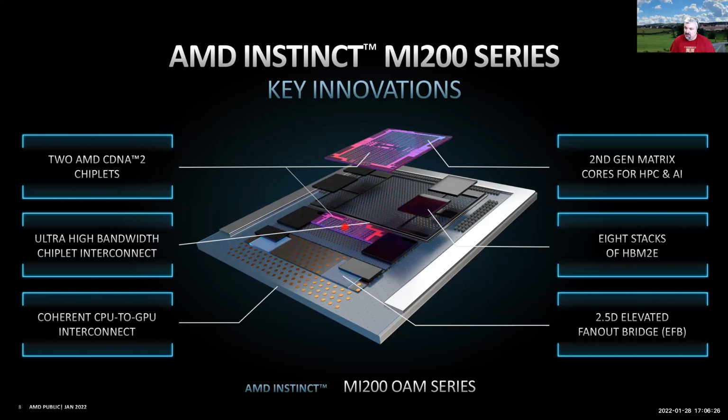We also do have a coherent CPU to GPU interconnect. That means the GPU can directly access the main memory of the host system, and the host system can directly access the GPU memory. And there's a coherence protocol that makes sure the data stays in sync as data is traveling back and forth. There are up to 8 stacks of HBM so that you get a nice multi-terabyte per second bandwidth from the HBM into the compute dies.